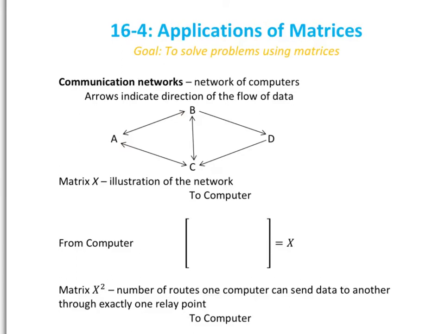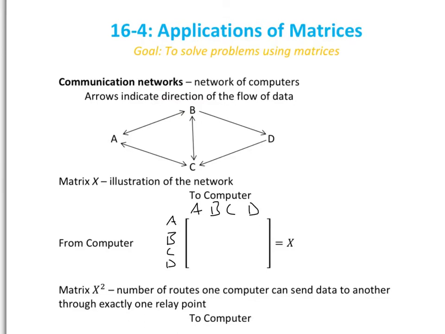So for matrix X, you can take this communication network and translate it into a matrix. And on this matrix, I labeled that the rows indicate from which computer, and the columns tell you which direction you're going to. So if I label these real quick, we've got computer A, B, C, and D, and A, B, C, and D.